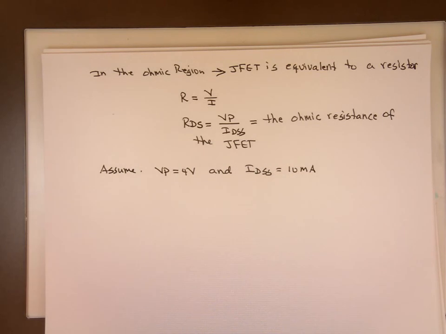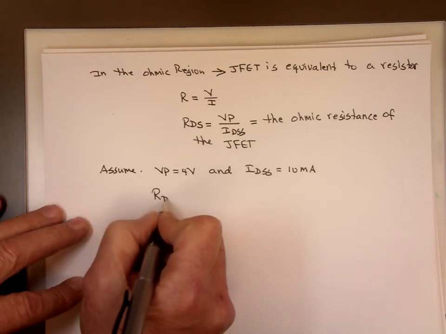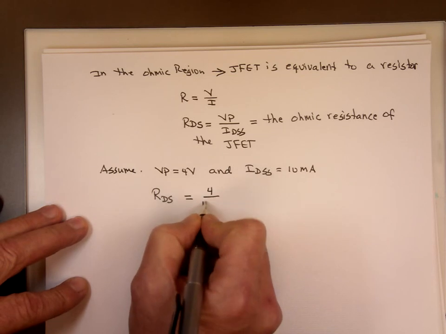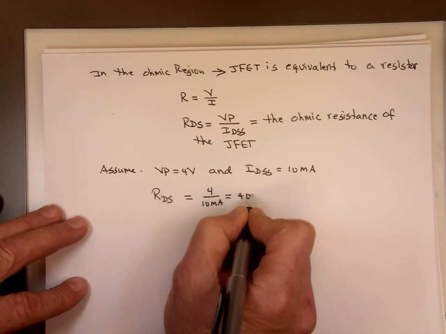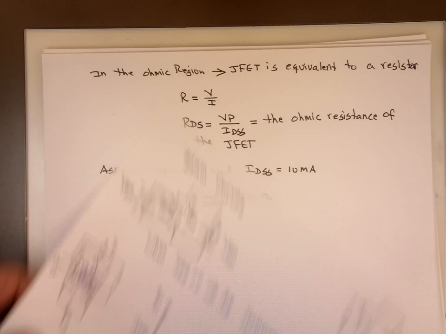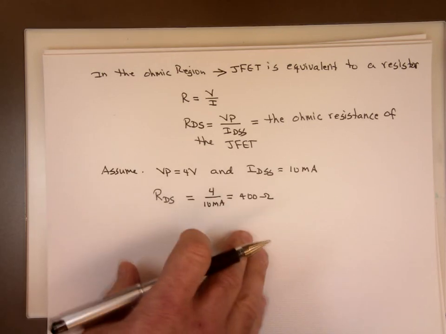So if I know these are listed, I know when you operate this JFET in the ohmic mode, then we're going to replace that with the equivalent of a resistor with the value of 4 divided by 10 milliamp, which is equivalent to 400 ohms. And that's actually the value between the drain and the source. So you can look at that as having a resistor here between the drain and the source. Anywhere you operate in the ohmic region, that value stays the same.